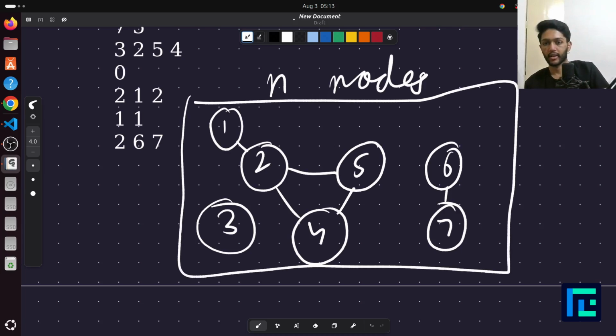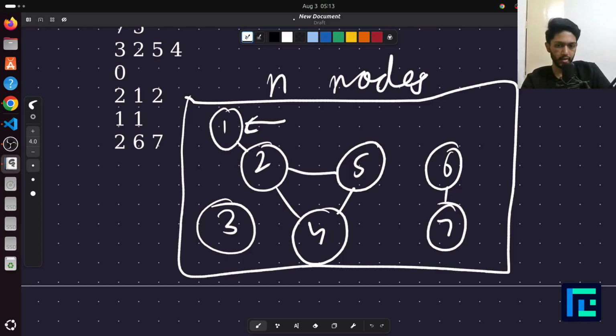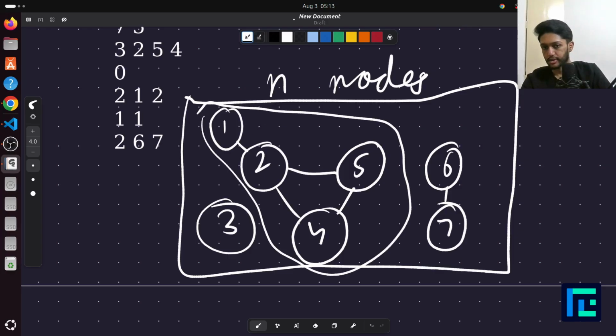It shows which pairs of people are friends. And if I give someone the information, then obviously all of the people in the same component as that person will get that information. So this component size is 4, correct? If I give the information to any of the persons in this component, then all of them will get the information.